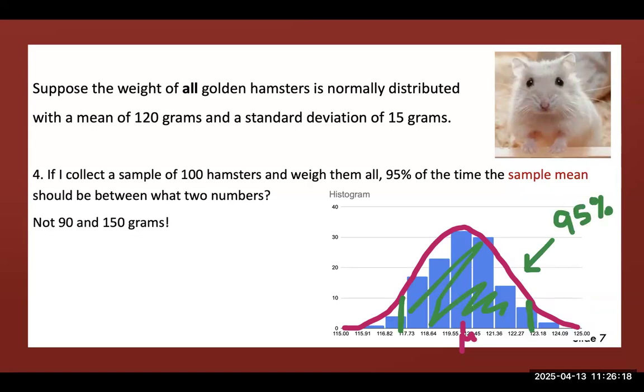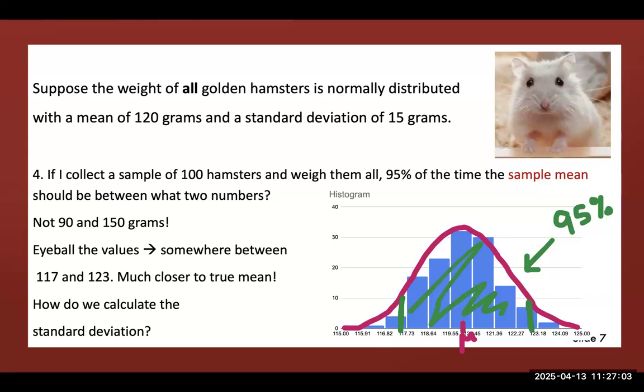Now, unlike when we were sampling individual golden hamsters, where we said 95% of the time it was between 90 and 150 grams, this time we're much closer. We're between 117 and 123. So this is a normal distribution that's separate from the original distribution of golden hamsters. It has the same mean, but the standard deviation is different.